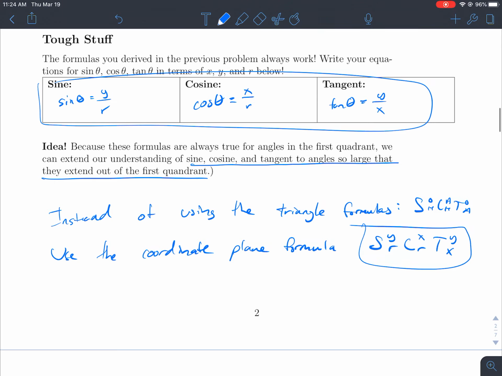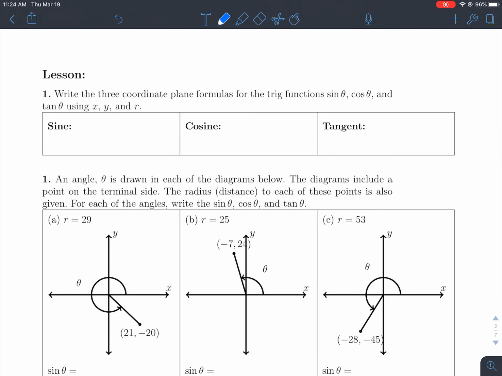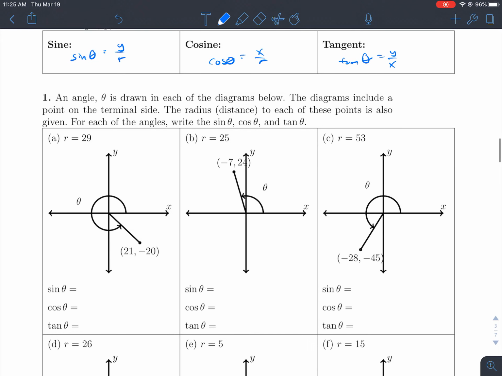All right, so let's see this in action, because this is somewhat esoteric before we can actually apply it. All right, so write the three formulas. Sine theta is y over r. Cosine theta is x over r. Tangent theta is y over x. And I have these really memorized because they're super useful. They're actually more useful in the long run than the previous formulas. And the reason why these are so useful is if we look at all of these angles here, we can actually find their sine, cosine, and tangent.